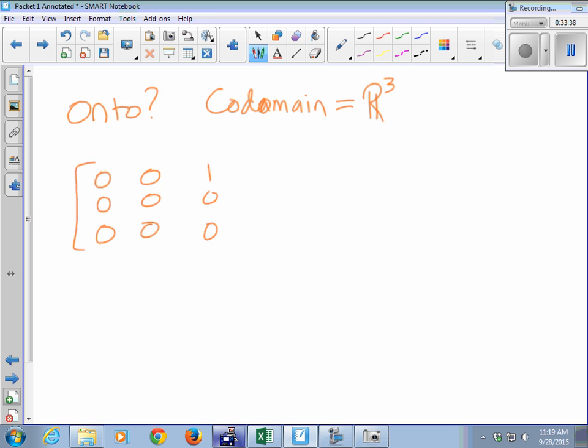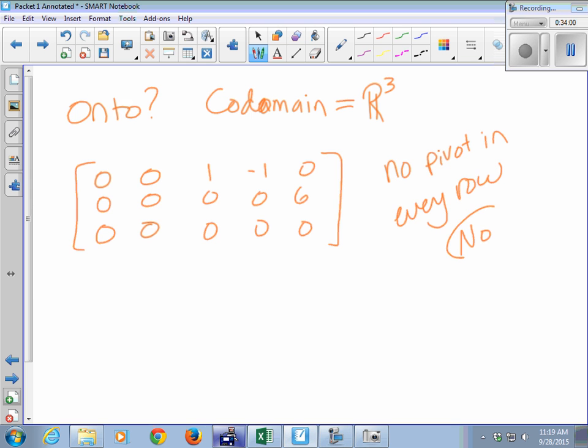1, 0, 0, -1, 0, 0, 6, 0. Okay, this can't possibly have a pivot in every row because we've got a row full of zeros. So this is definitely a no. The other way, no pivot in every row. So the answer is no, it's not onto.